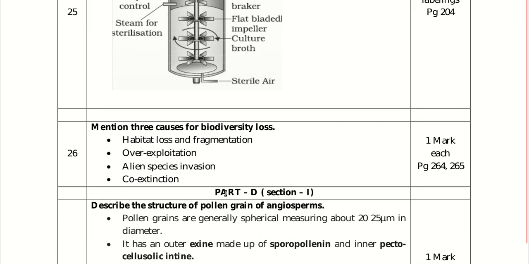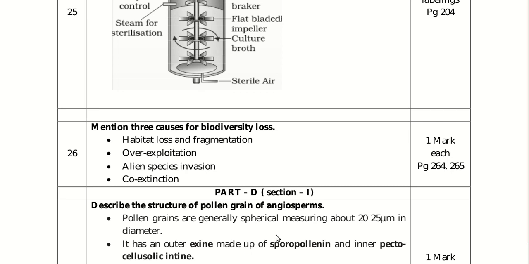Mention 3 causes for biodiversity loss. So any 3 causes you can write of the 4: habitat loss and fragmentation, overexploitation, alien species invasion, co-extinction. So any 3 of this you can write.